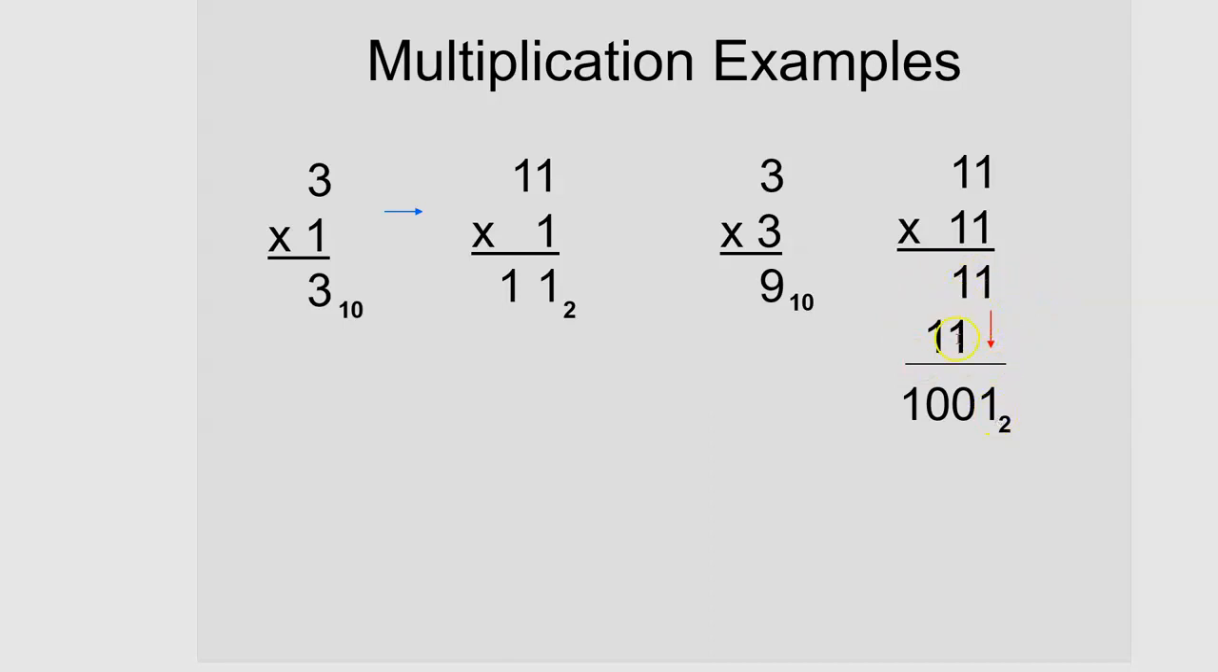A 1 and a 1 is a 0 carry 1. And a 1 and a 1 is a 0 carry 1. And I bring down the carry, and I get a binary 3 times a binary 3 is a binary 9. So you can see that it actually works. So this gets to be kind of interesting and fun.